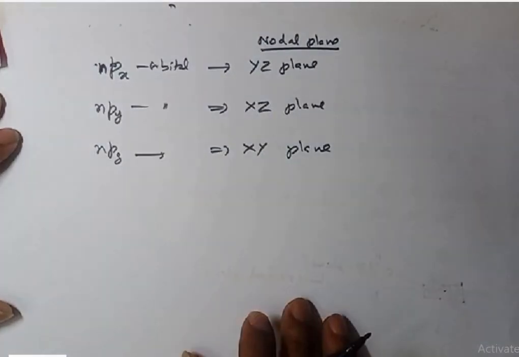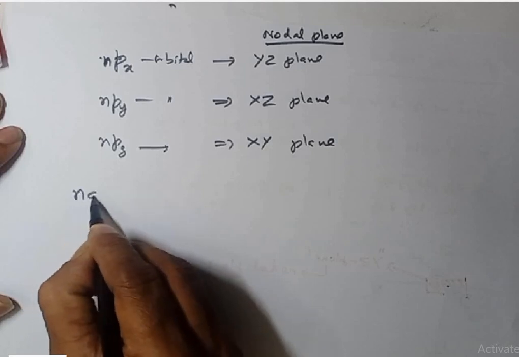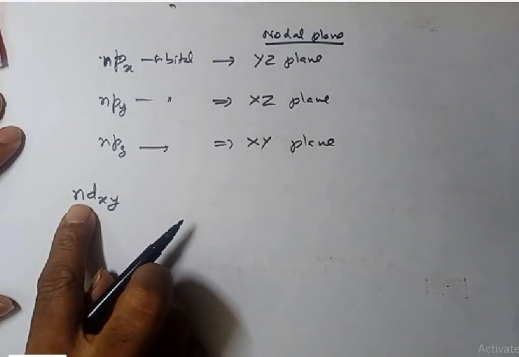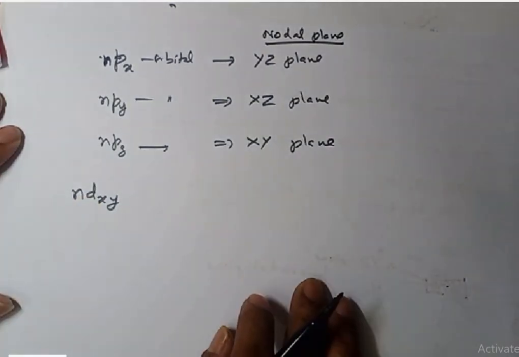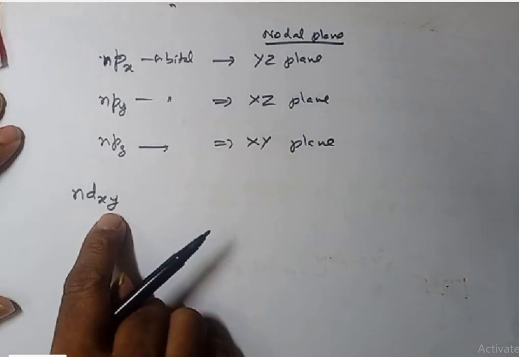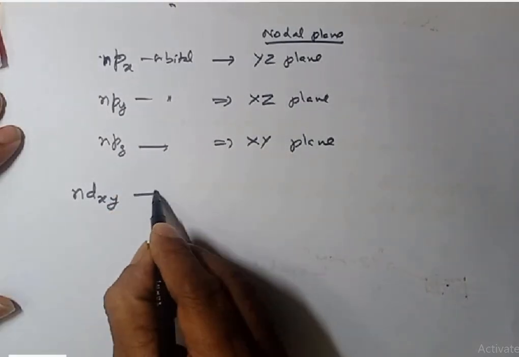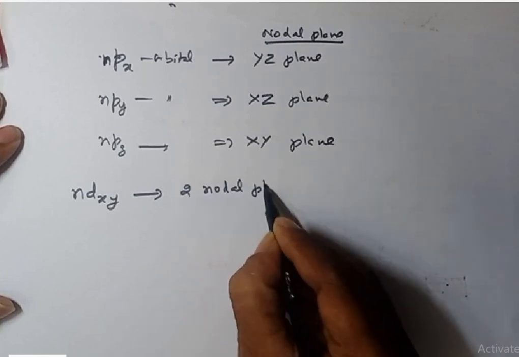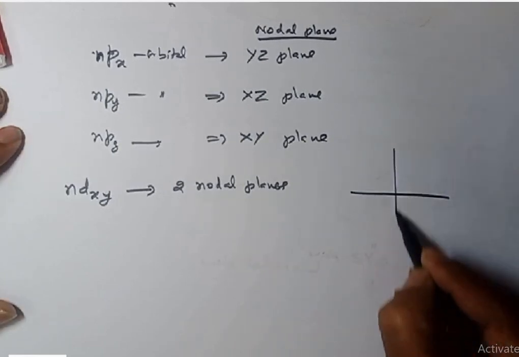Now let me move on to the d orbital. In the case of the d orbital, suppose I take the n dxy orbital. This may be 3dxy or 4dxy or 5dxy, whatever it is. Right? For dxy, how many lobes are possible? Okay, listen. There are two nodal planes possible. Two nodal planes. How? Let me show it here.